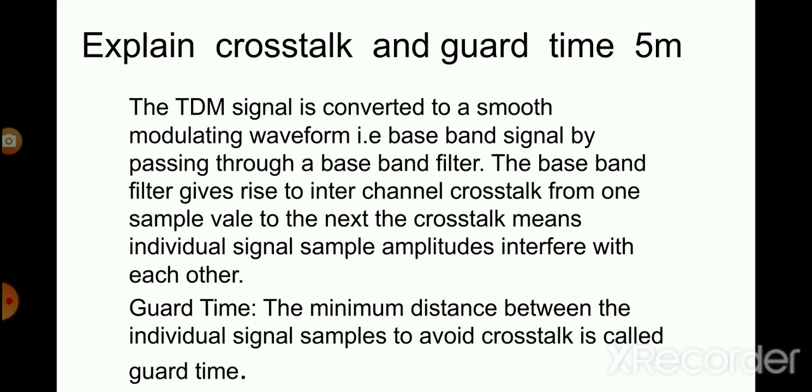The TDM signal is converted to a smooth modulating waveform, that is the baseband signal, by passing through a baseband filter. The baseband filter gives rise to interchannel crosstalk from one sample value to the next. Crosstalk means individual signal sample amplitudes interfere with each other. It is just like an intermixing of the signals, and we get unwanted information.